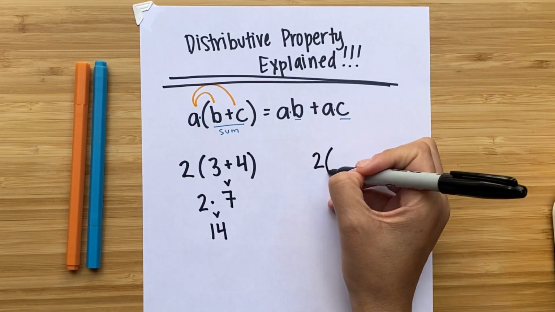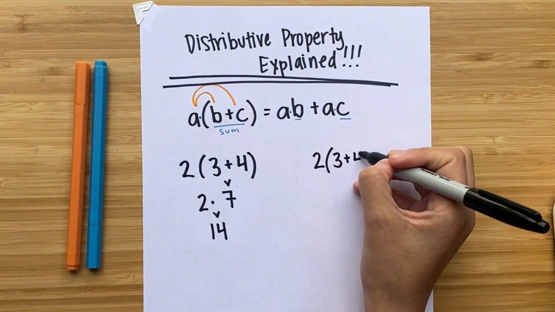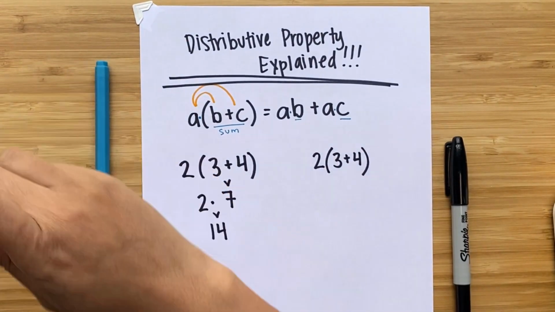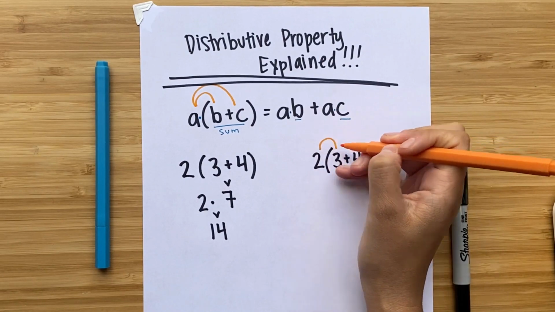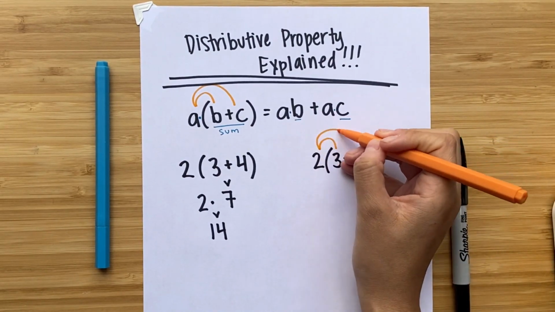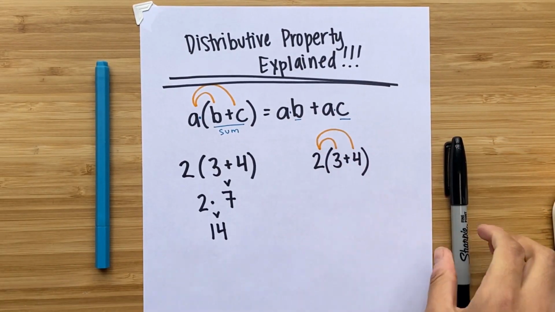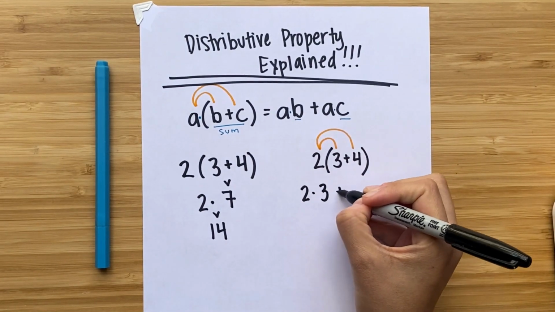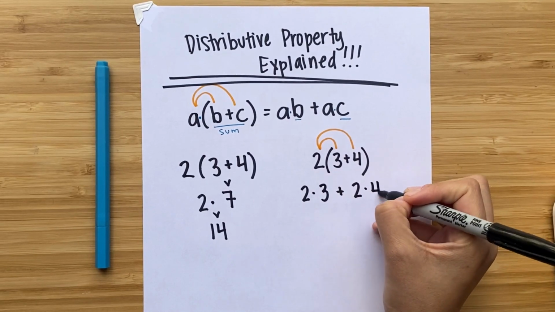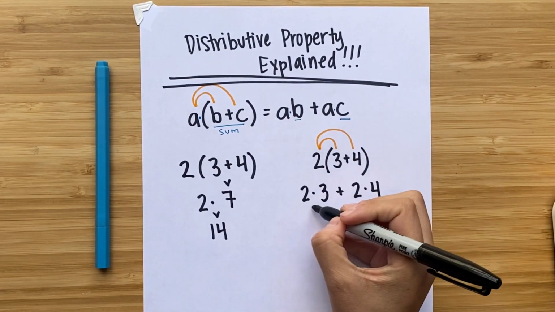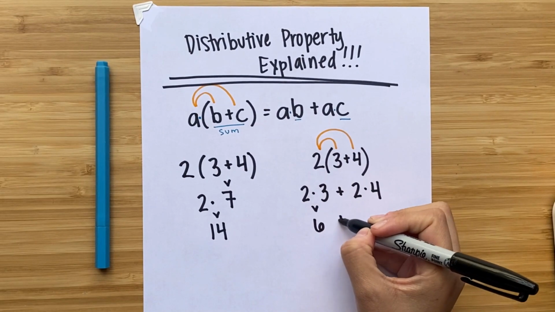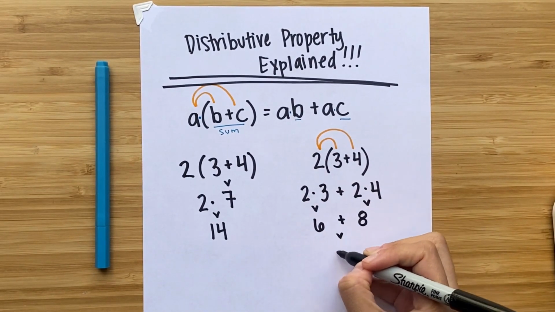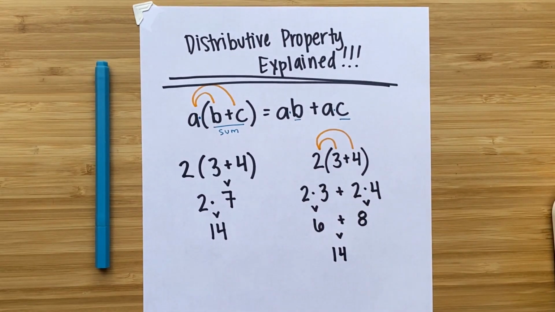We can take that same expression and apply the distributive property. So we'll multiply first 2 times 3, and then we'll multiply 2 times 4, and then we'll add them together. So we're going to rewrite this as 2 times 3 plus 2 times 4. 2 times 3 is going to give us 6 plus 2 times 4 is going to give us 8. 6 plus 8 is equal to 14.